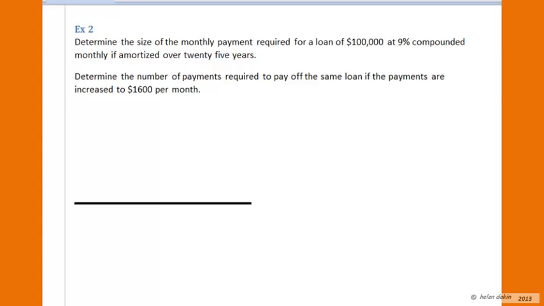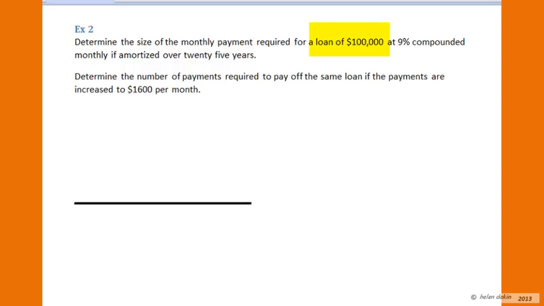Let's take a look at example 2. Determine the size of the monthly payment required for a loan of $100,000 at 9% compounded monthly if it is amortized over 25 years. Also, we'd like to determine the number of payments that are required to pay off the same loan if the payments are increased to $1,600 per month.